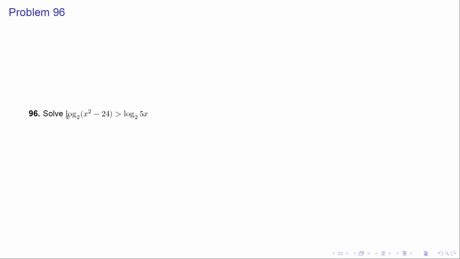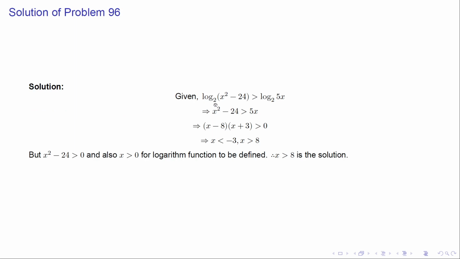Problem 96 says that solve log of x square minus 24 with base 2 greater than log of 5x with base 2. So base 2 is greater than 1. So we can say that x square minus 24 is greater than 5x. That is x minus 8 into x plus 3 is greater than 0. So we will get two inequalities which will satisfy the logarithm, that is x less than minus 3 and x greater than 8. But for logarithm to be defined, this 5x should be greater than 0. And then x square minus 24 should be greater than 0.